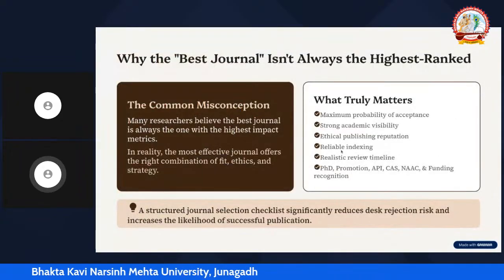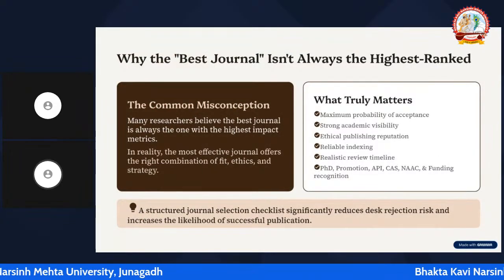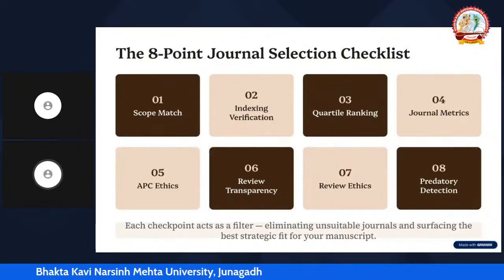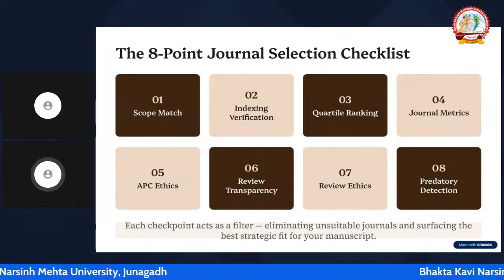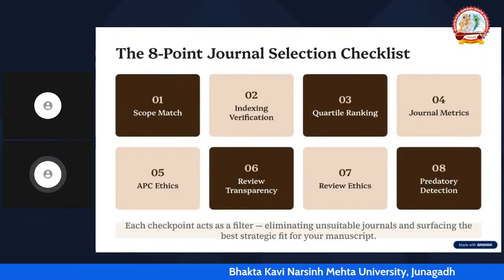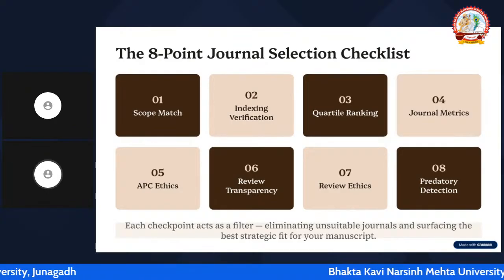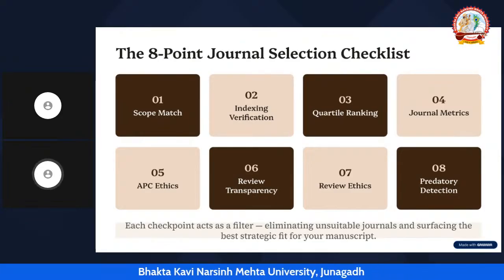Finally, we have a pathway for how to select the best journal. The best journal does not mean more citations, nor is it a measure of reputed journals alone that is best for us. We have to identify the scope of the area, index verification, quartile ranking, journal metrics, APC, ethics, review transparency, review ethics, and fake detection. These 8 points we have to identify.